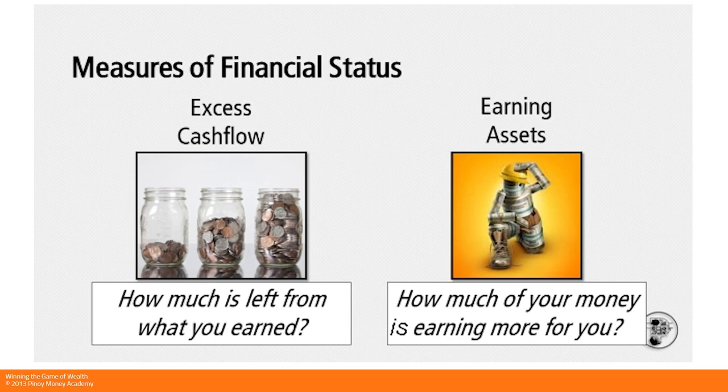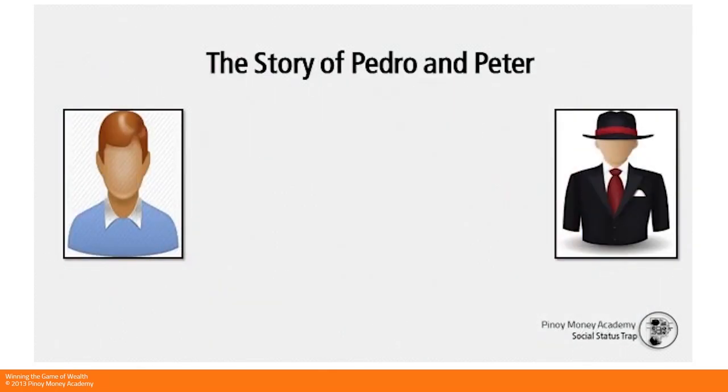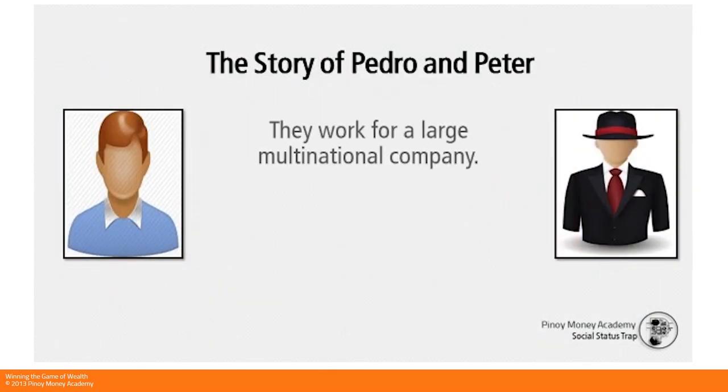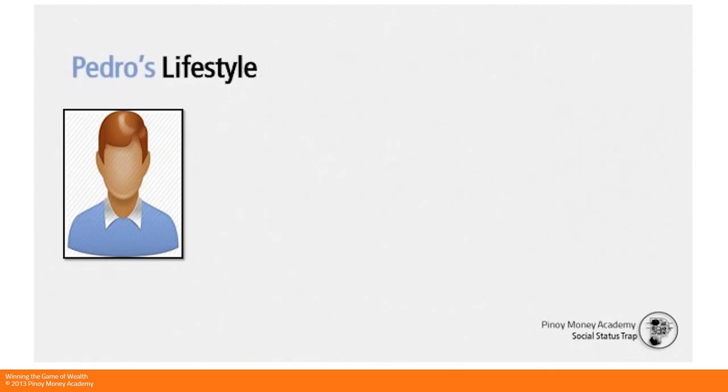At makikita natin yan sa halimbawa ng magkaibigang si Pedro and Peter. Pedro and Peter are office mates at a large multinational earning 50,000 pesos a month. Pareho naman silang masipag at matyaga, kaya na-promote na rin sila, kaya medyo malaki na rin ang sweldo nila. So, ulitin lang natin, si Pedro ay kumikita ng 50,000 pesos.